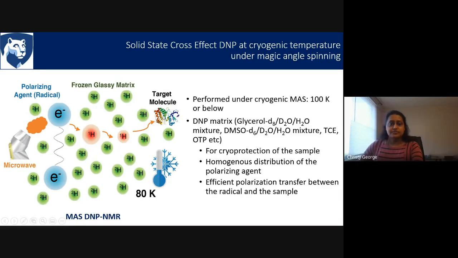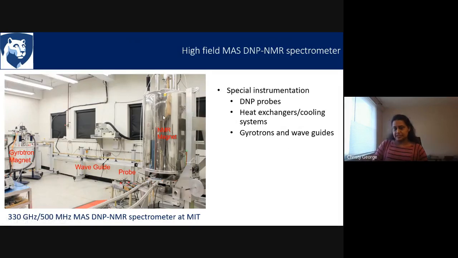Now, since we have to do these experiments at cryogenic temperatures, we have to have special instrumentation. So what we are doing is we are either cooling a nitrogen gas or a helium gas down to 100 Kelvin. In case of helium, we can go down to 4 Kelvin, and that cooled gas is used to spin the solid state samples at the required spinning frequency.